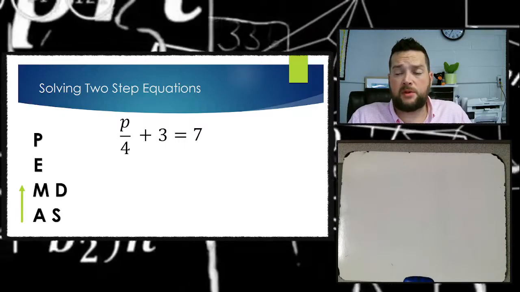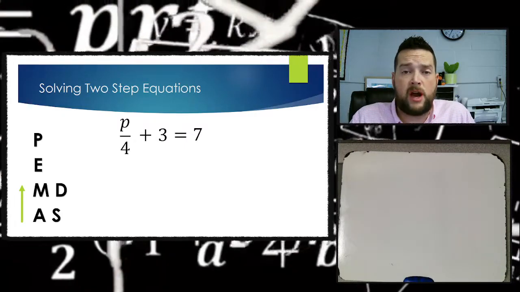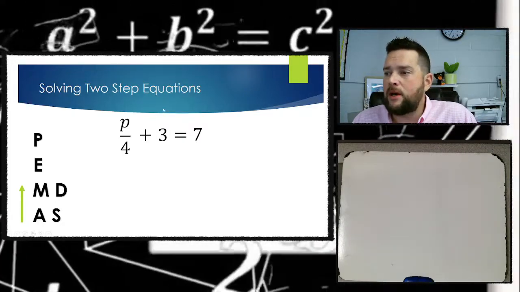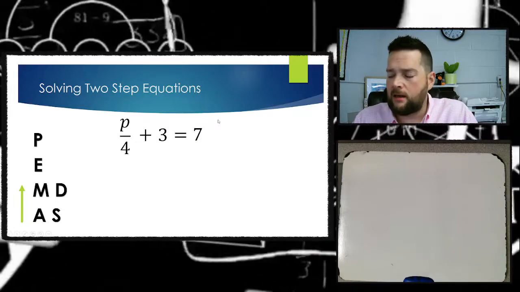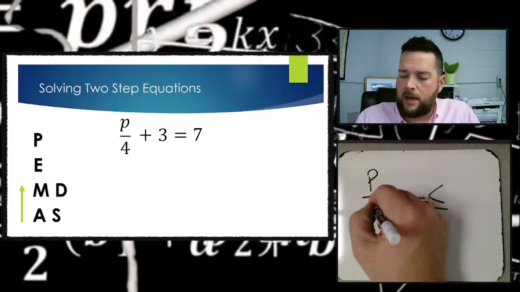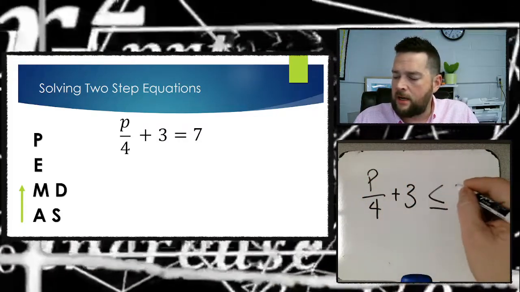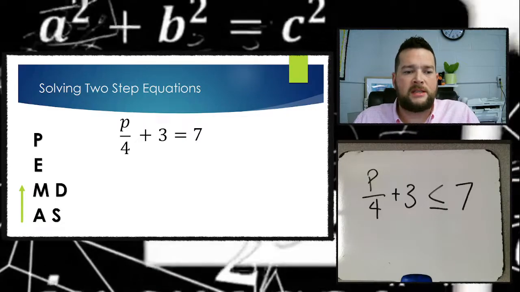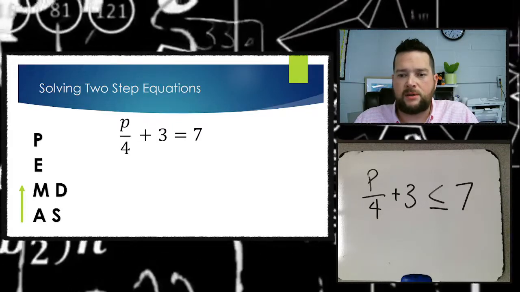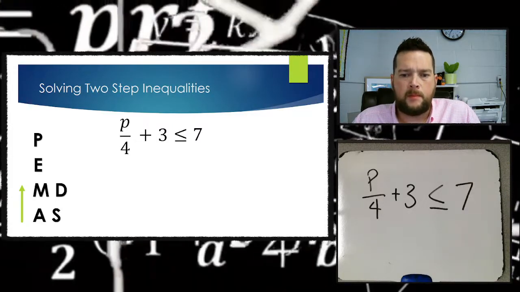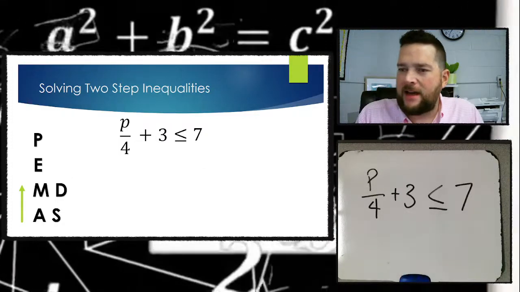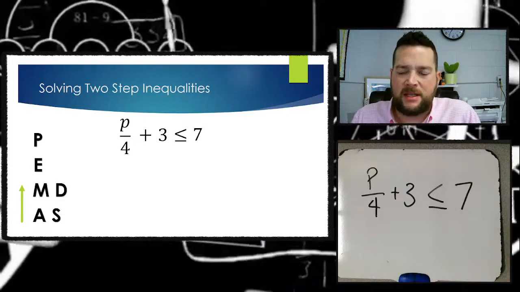I've got a couple of examples for you, and I want you to go ahead and try this. Pause the video and try to solve this two-step. This is an equation, I messed up. Let's pretend that we see a less than or equal to. So let's go with p divided by 4 plus 3 is less than or equal to 7. Go ahead and try that one and then come back to see what the answer is. Okay, I went ahead and corrected it on my screen as well. There we go. So we've got p divided by 4 plus 3 is less than or equal to 7.